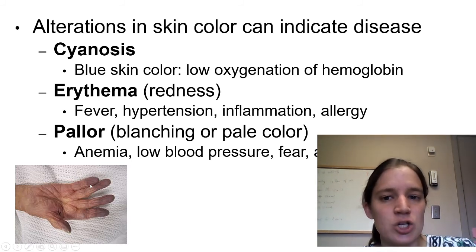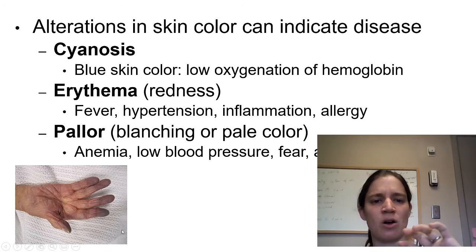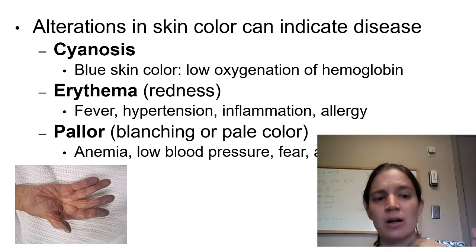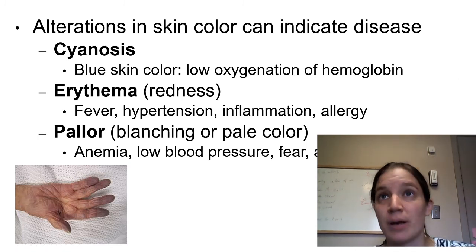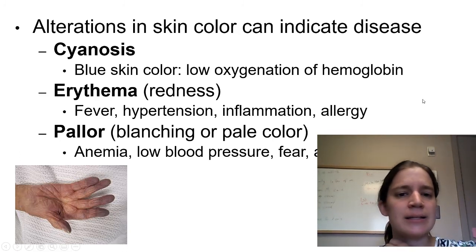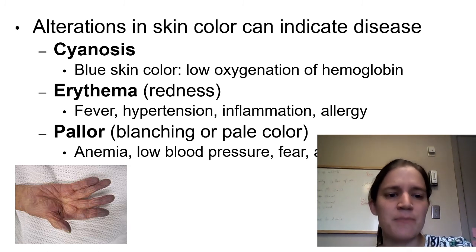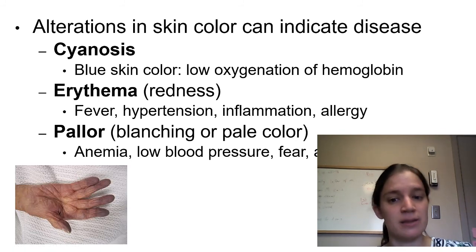Cyanosis is an indication of low oxygenation, so like right here. It's usually seen on, say, fingers or toes, but can happen anywhere. Things can go red from like an allergy or a fever. It's some indication typically of inflammation or an immune response. Blanching is when there's basically suddenly less blood pressure. There's less blood behind something. So you'll see this in, say, anemia, or if people get really scared or angry, they can do this too.